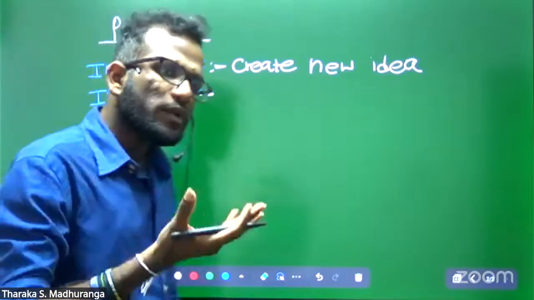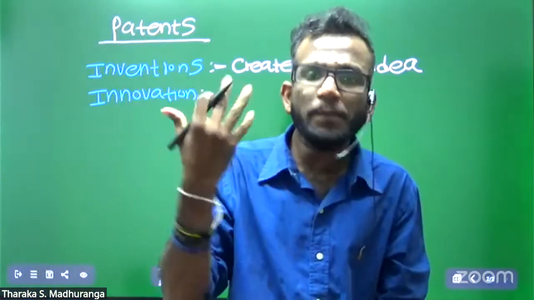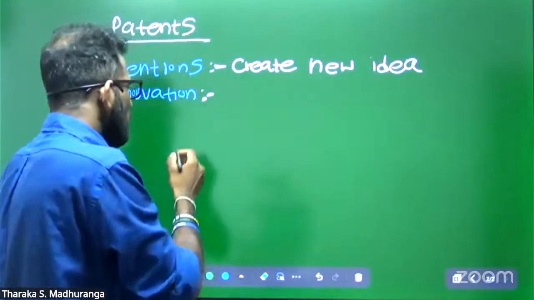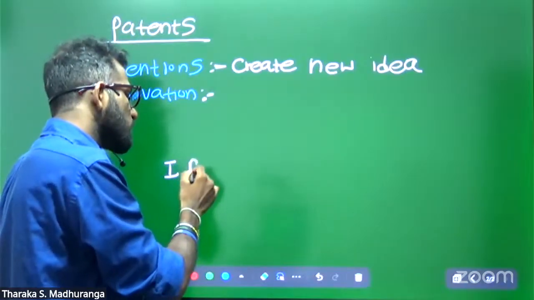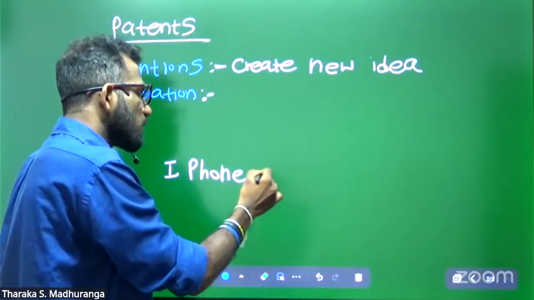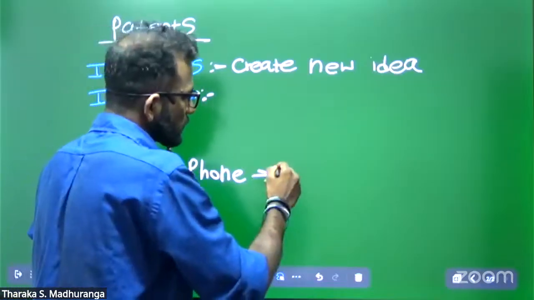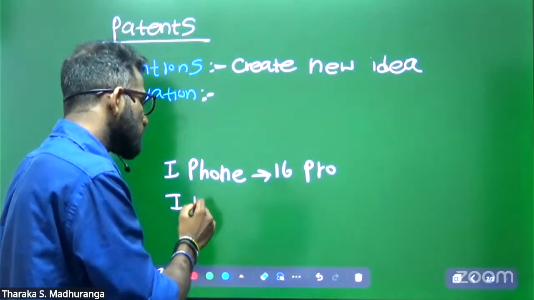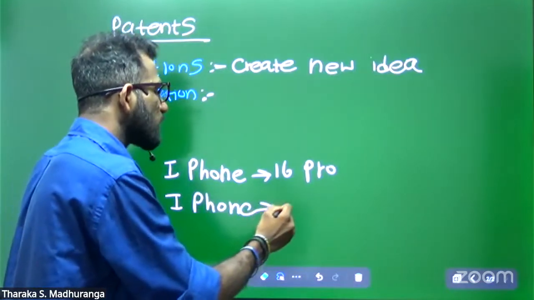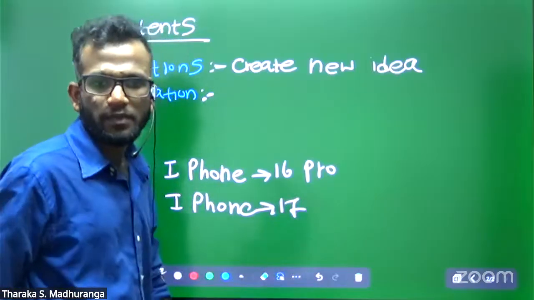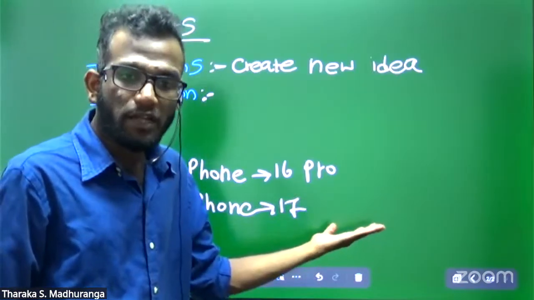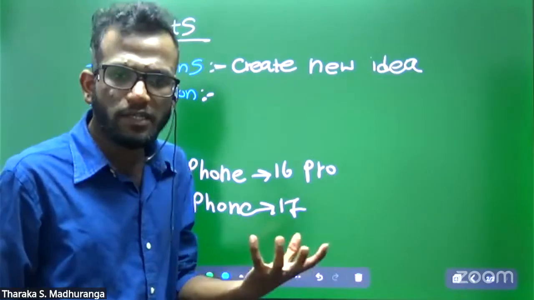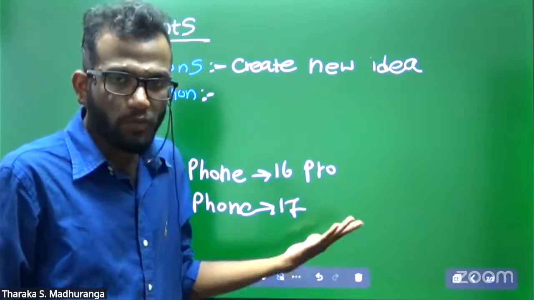Innovation means for an already available product we go for improvement. As an example, nowadays we use the iPhone. What is the latest one? The iPhone 16 Pro. Then if another version came, iPhone 17, that's an already available product, but with improvement. That is an innovation, not an invention. I think now you can remember.